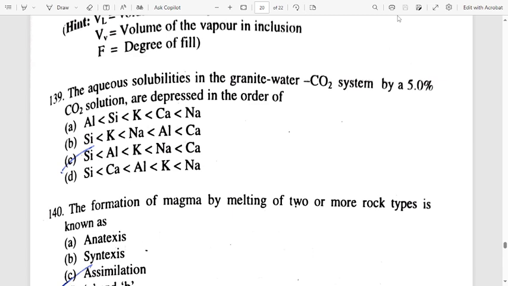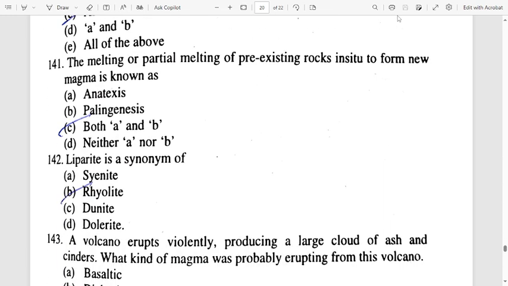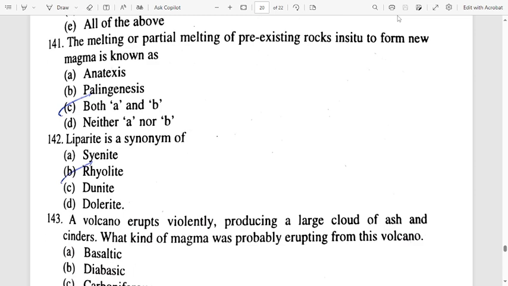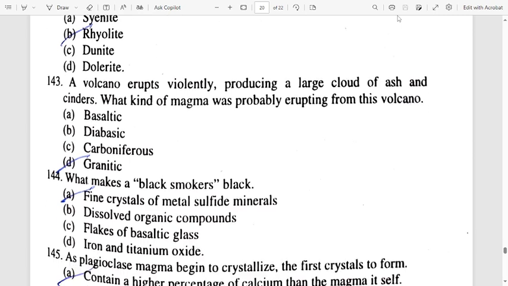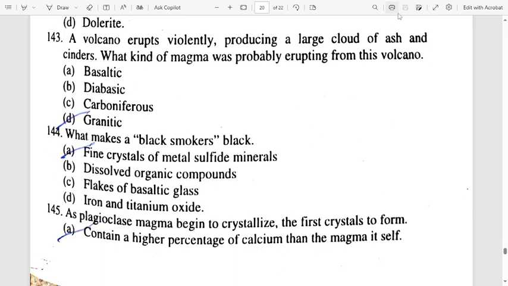The formation of magma by melting of two or more rock types is known as assimilation. The melting or partial melting of pre-existing rocks in situ to form new magma is known as both anatexis and palingenesis. Liparite is a synonym of rhyolite. A volcano erupts violently, producing a large cloud of ash and cinders. What kind of magma was probably erupting from this volcano? Granitic. What makes a black smoker's black? Fine crystals of black metal sulfide minerals.